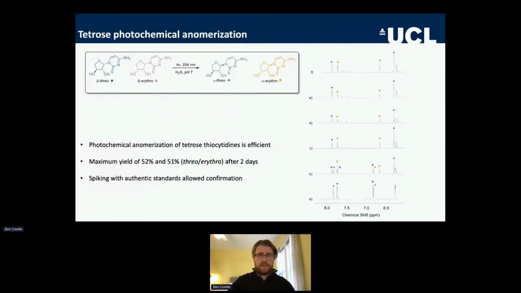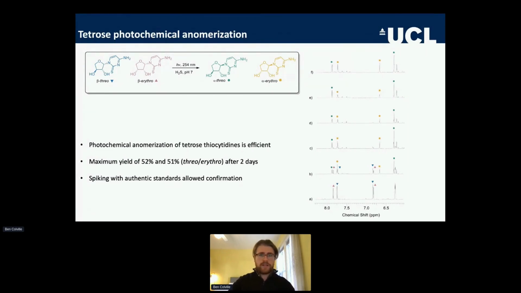And so next, we wanted to look at their photochemical behavior, and gratifyingly, these things photoanomerize very efficiently. They reach a photostationary point after about 2 or 3 days, and they also selectively destroy the starting material, so you only end up with your desired product. You can see the green and the orange are left after the 3 days here, and then this is just subsequent spiking experiments to confirm we've made what we think we've made.